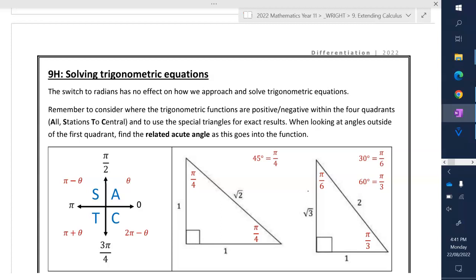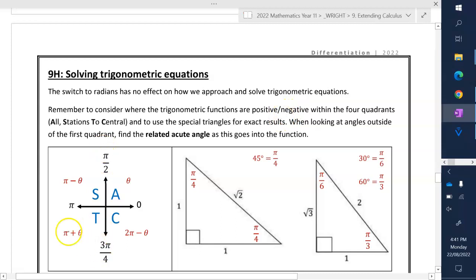The switch to radians has no effect on how we approach and solve the trig equations. So mathematically, I'm not going to be walking you through anything new at all. It'll be exactly the same, and you'll need to revise that stuff for your preliminary examinations anyway. So this would be a great time to do this at the same time as your other trig stuff. Remember to consider where the trig functions are positive and negative within the 4 quadrants.